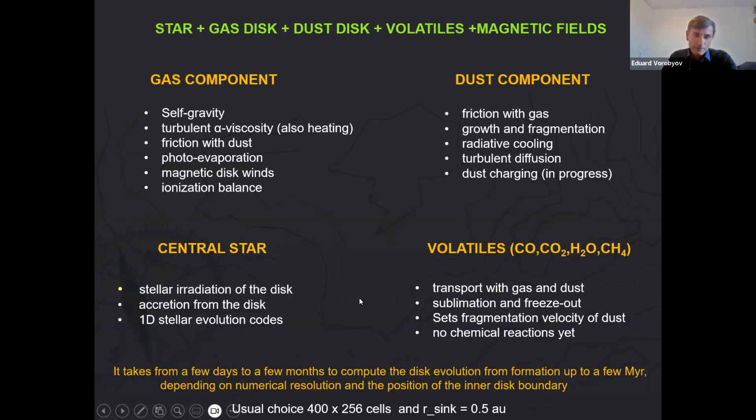It takes from a few days to a few months to compute the disk evolution from formation to a few million years, and it strongly depends on numerical resolution, of course, and the position of the inner disk boundary. The typical run has this resolution, and the inner grid is about 0.5 AU, but we can go as close as 0.2 AU to the star presently.